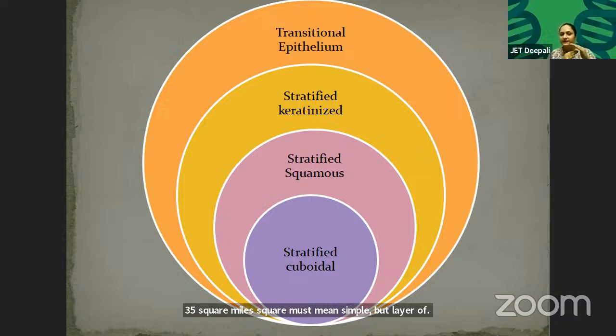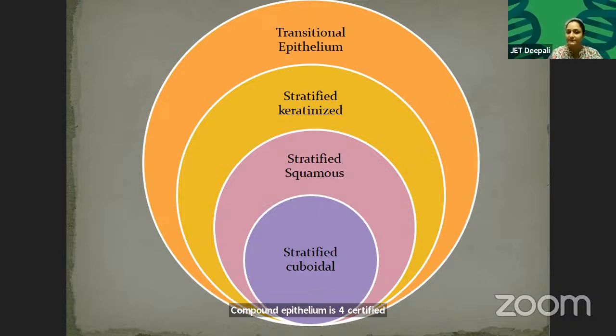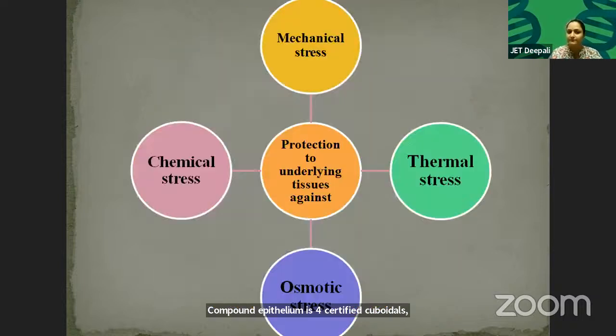Stratified keratinized: keratinized means those cells that are dead cells. They are hardened, like hair, and the cornea of the eyes. And transitional epithelium, which we will be studying in detail in the next slide. So compound epithelium is of 4 types: stratified cuboidal, stratified squamous, stratified keratinized, and transitional epithelium.